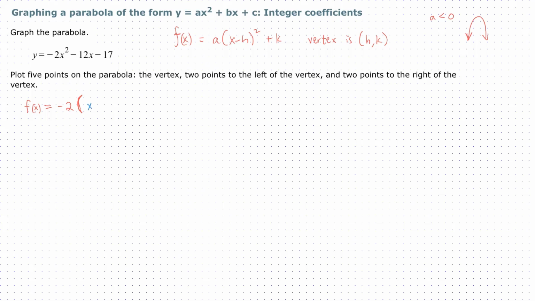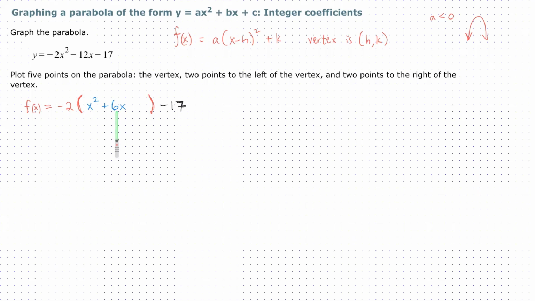We have x squared plus 6x. And then we leave a space. I'm going to put parentheses here. I'm going to take the minus 17 outside the parentheses. Now the trick here is to add 0 to the right-hand side of this equation. So how do we add 0?